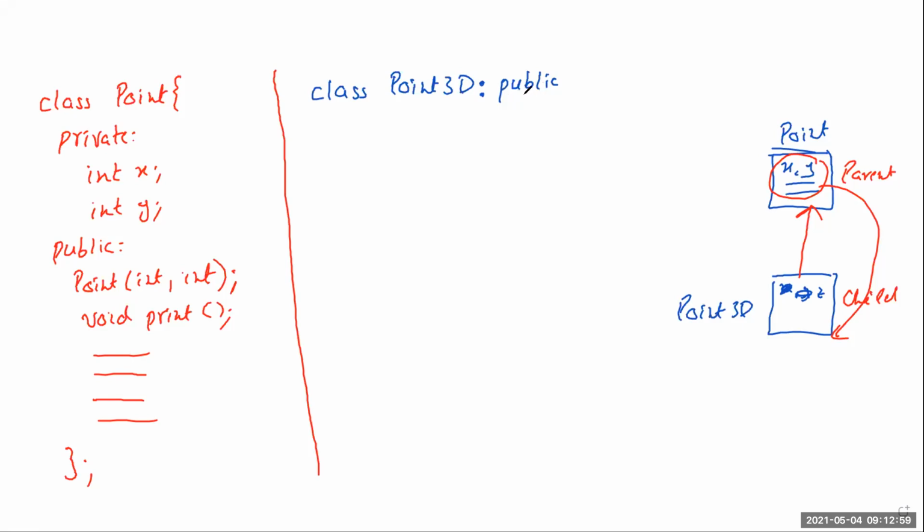You can just trust me that, okay, we write public here, and then here you have to write the name of the parent. So what is the parent? The name of the parent is Point. And here now we'll try to fill this class.